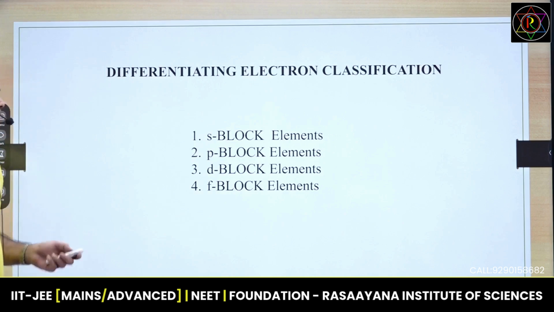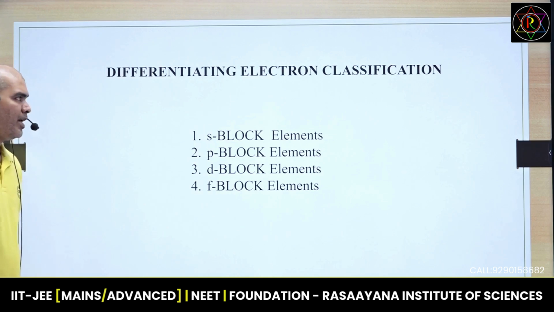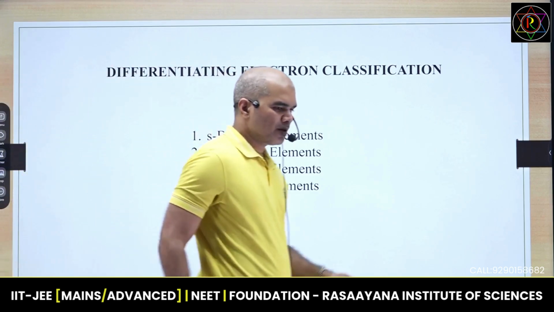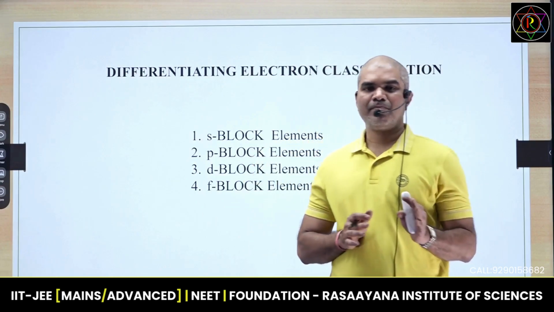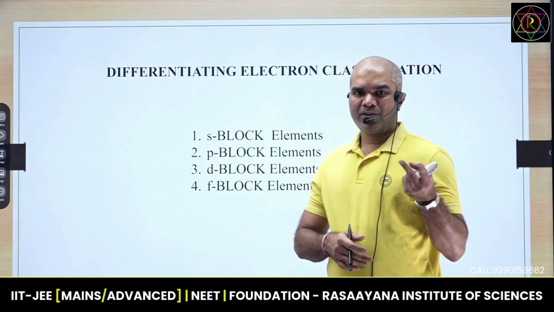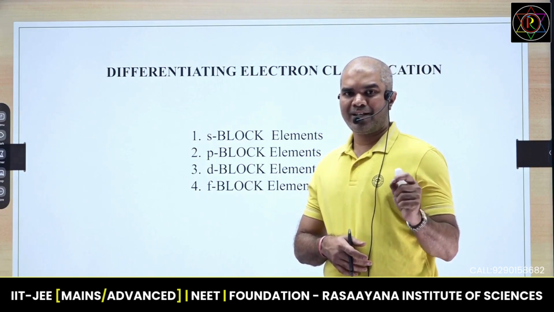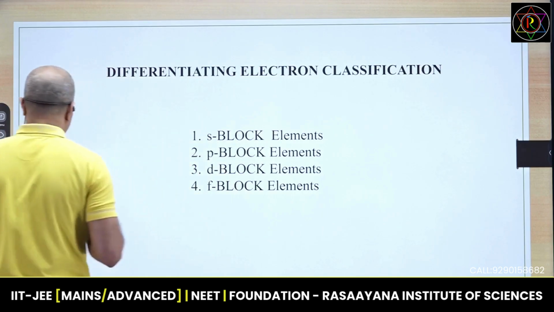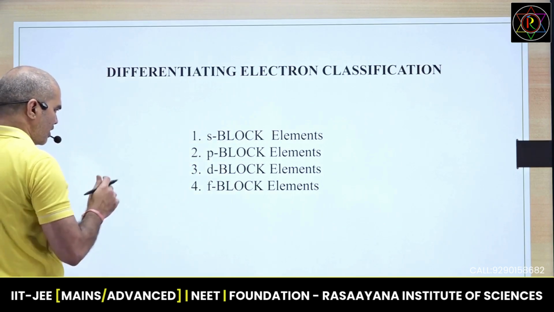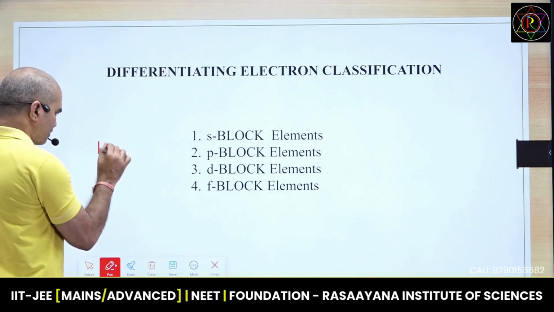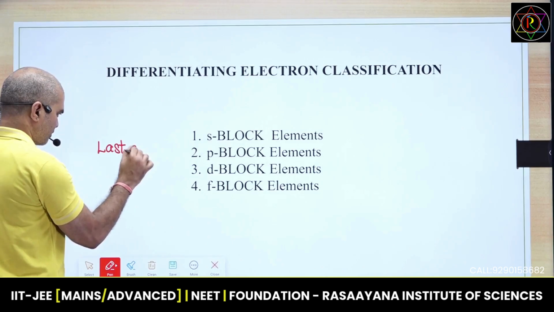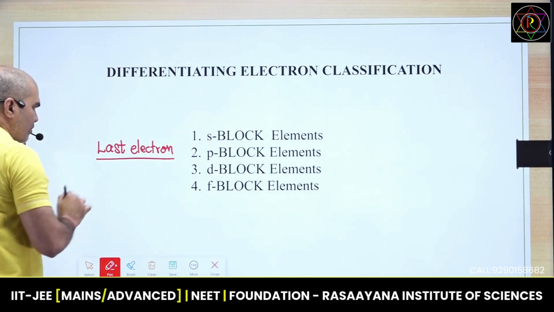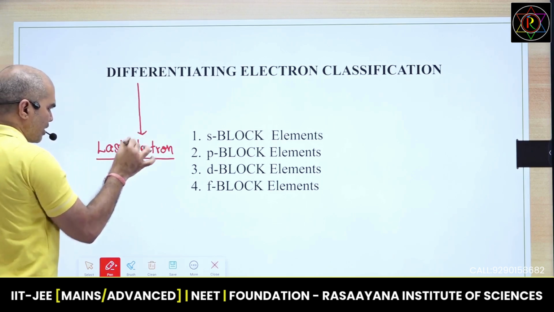The next classification is the differentiating electron classification. One of the most commonly used classifications, we call it the differentiating electron classification. What is this differentiating electron classification? When I say differentiating electron, it is nothing but the last electron. Whatever last electron is present, that is called a differentiating electron. Differentiating electron means last electron.